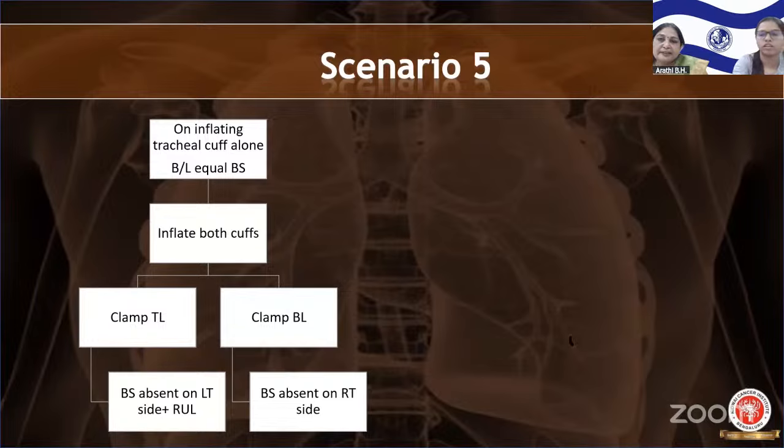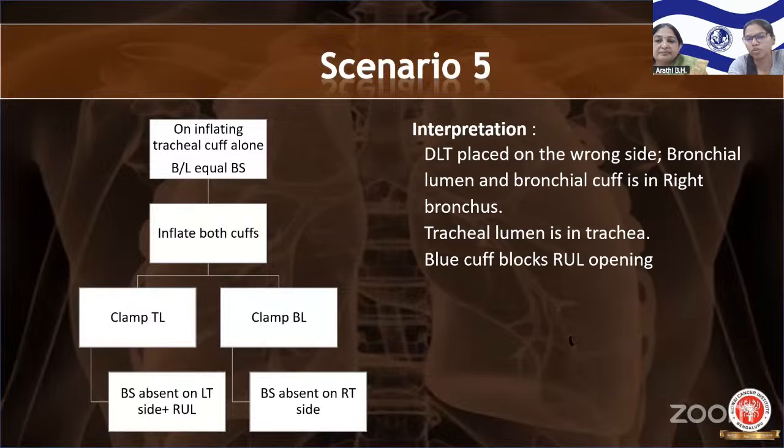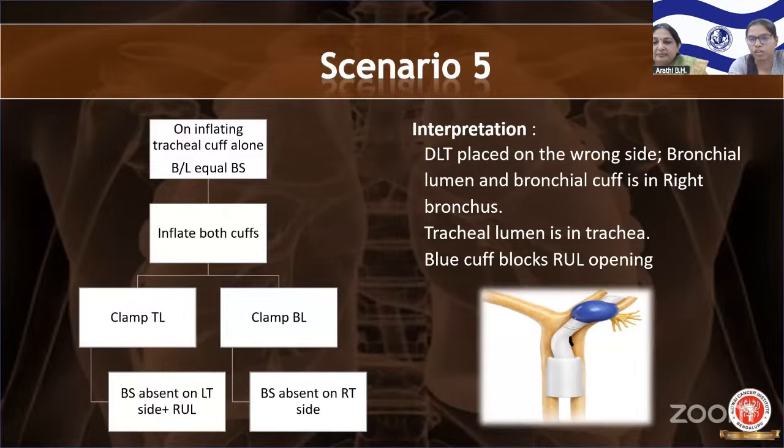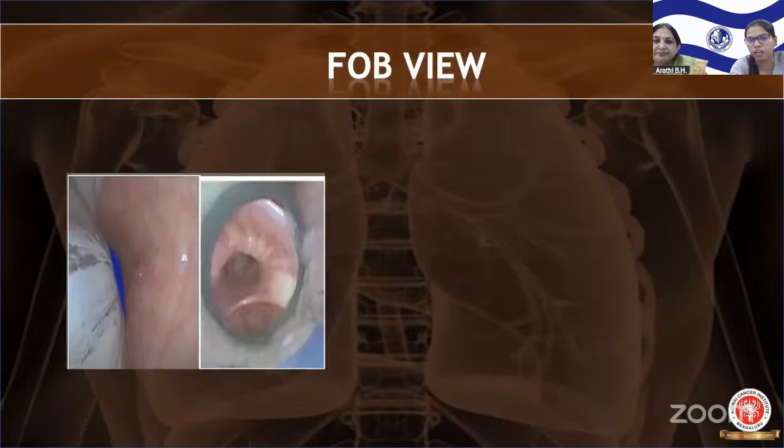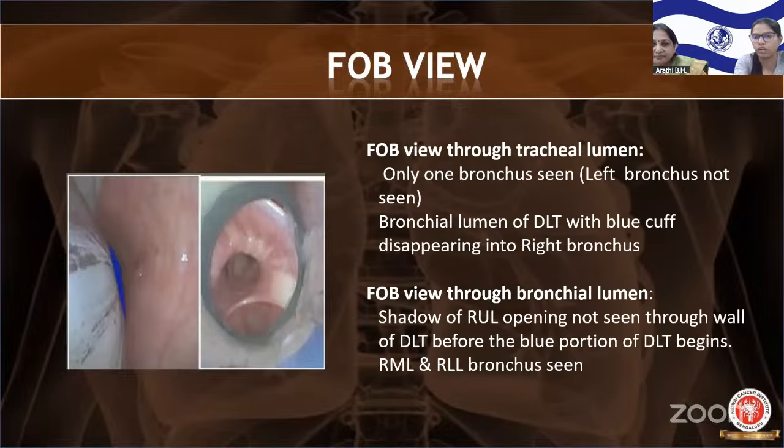What is your interpretation? Now the double lumen tube has gone to the wrong side. The left sided DLT has gone to the right side. So the bronchial cuff is in the right side and is obscuring the right upper lobe ventilation. That's why during right sided clamping, the breath sounds are absent on the left side and the right upper lobe is also absent. So how do you remedy this? Fiber optic view shows only one bronchus. The left bronchus is not seen, and the bronchial lumen of the DLT with the blue cuff disappears into the right bronchus, and through the bronchial lumen, the right upper, middle and lower lobe bronchi are seen.